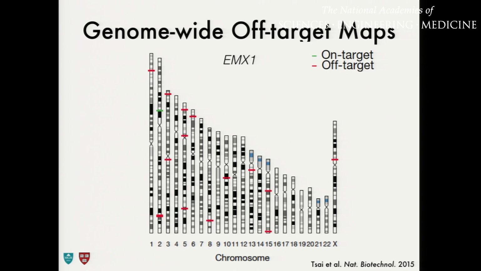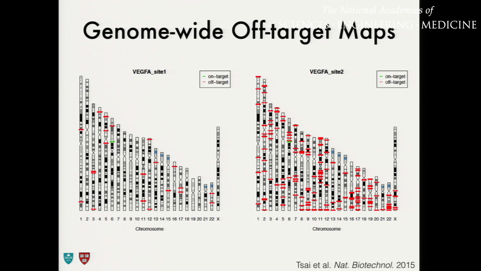Here's a chromosome diagram of the off-targets that we found. The on-target site is labeled in green, and the off-target sites are in red. You can see that they're dispersed throughout the genome. And here's another couple of sites. You can see that there are wide ranges in the numbers of sites. This on the right here is a particularly promiscuous guide RNA, and so in that particular case, there's a high number of off-targets.